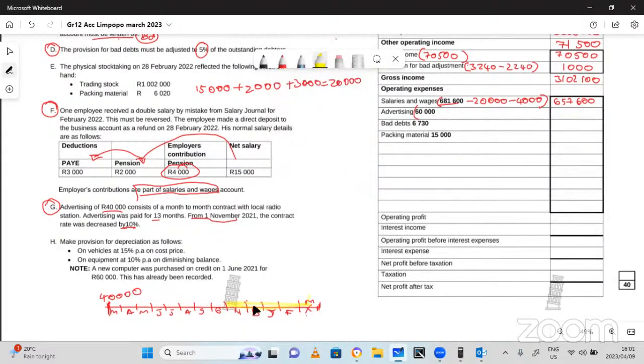So this change started here. It's just a highlight. How many months were affected by the change in this amount? Because this 40,000 is for 13 months. That is clear. So in these 13 months, how many months were affected by the change? 1, 2, 3, 4, 5.